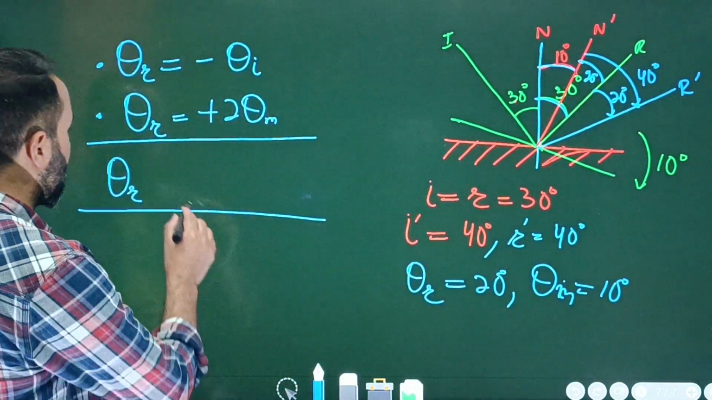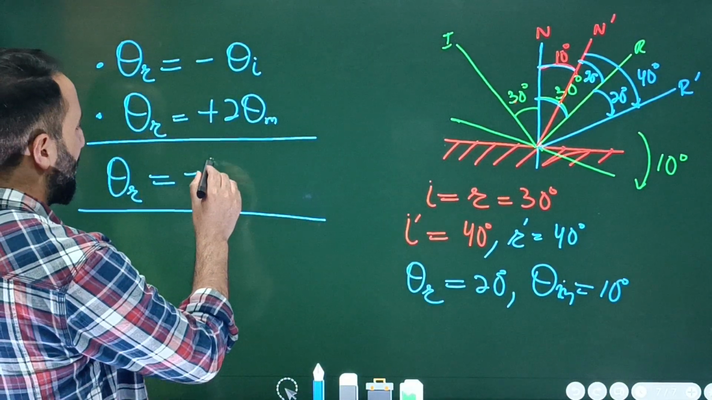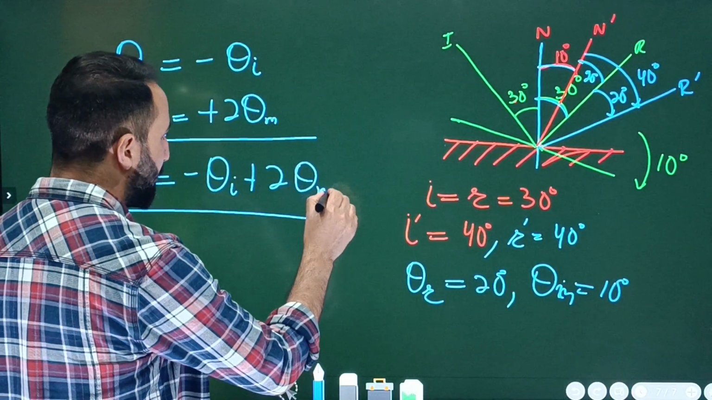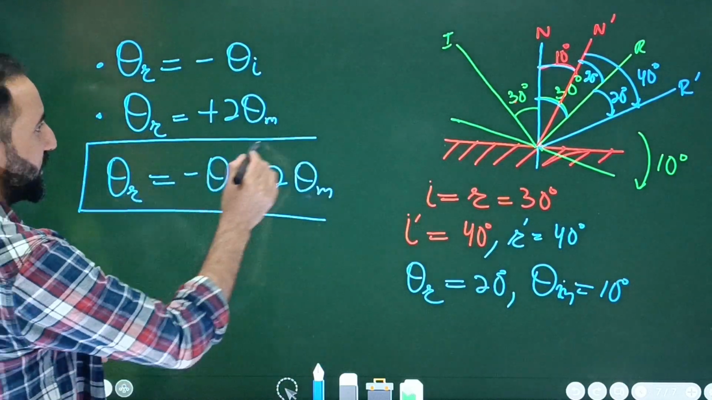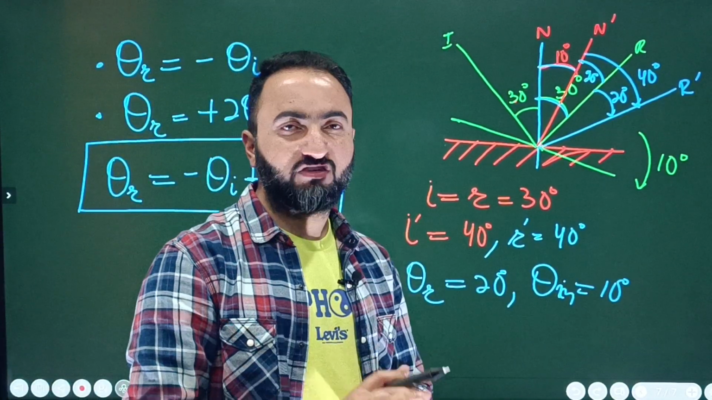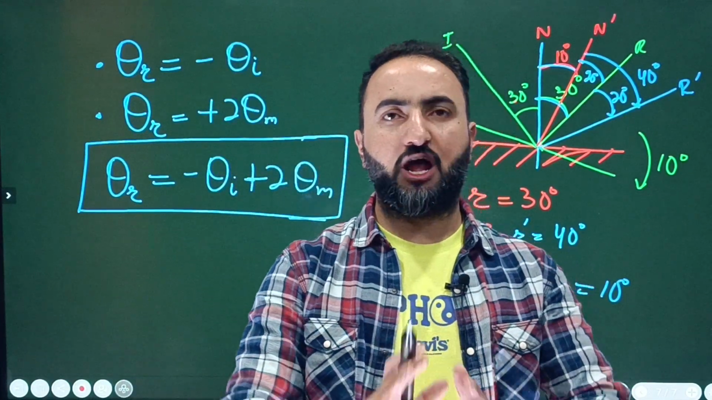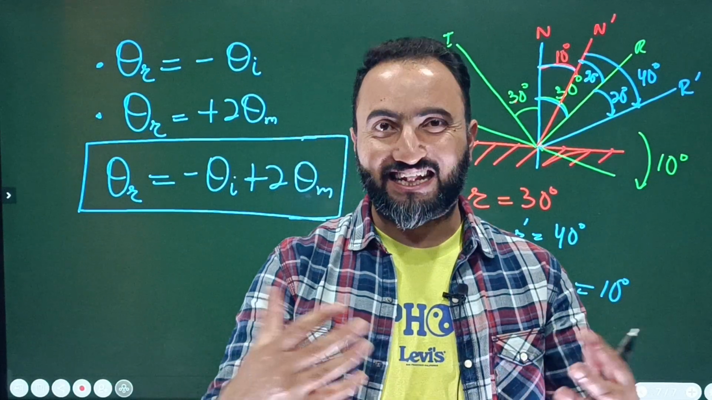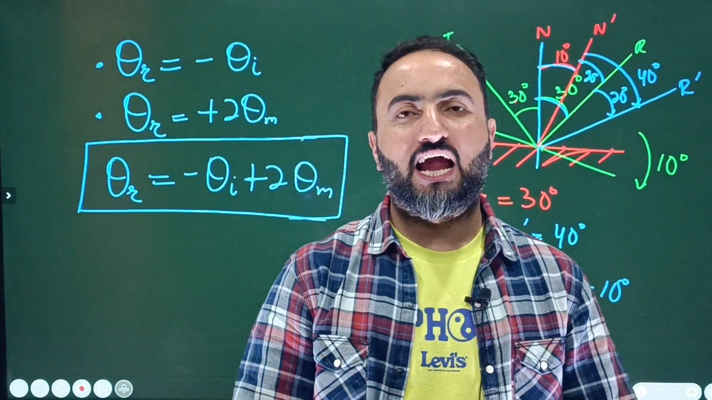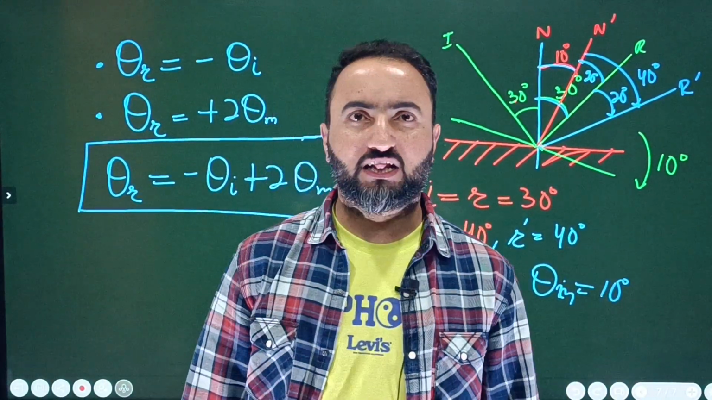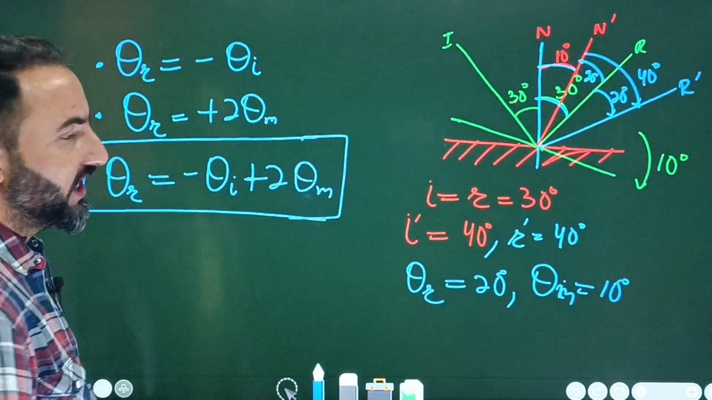Okay, so theta r किसके बराबर है बेटा? That will be equal to minus theta I plus twice theta m. This is the most important equation. As of now, this is the most important equation. ठीक है ना बेटा? From this equation, you can calculate by what angle the reflected ray gets rotated. If, for example, it is given to you that the incident ray gets rotated by this angle and the mirror is rotated by that angle, how to calculate by what angle the reflected ray gets rotated. This is the equation with you.